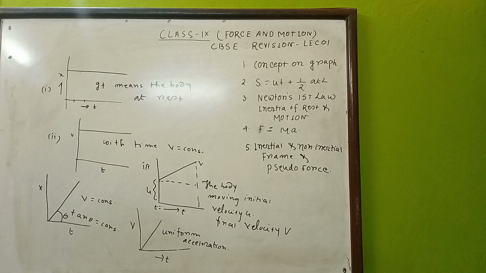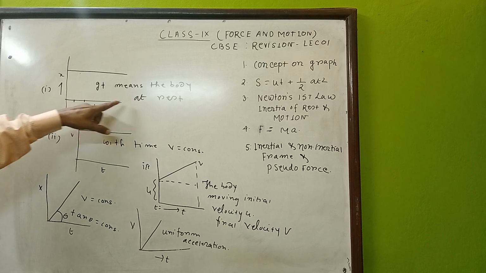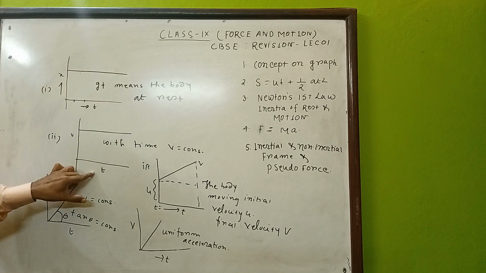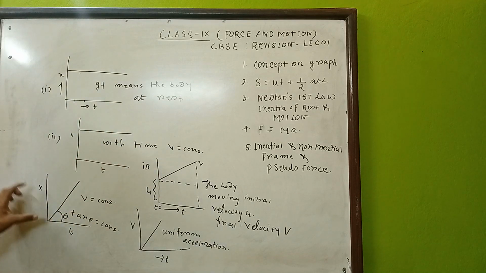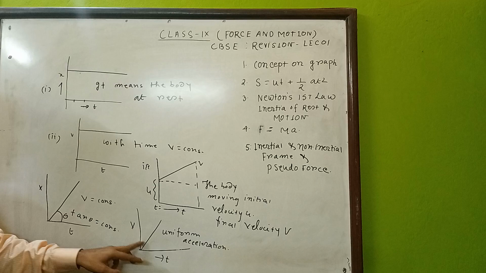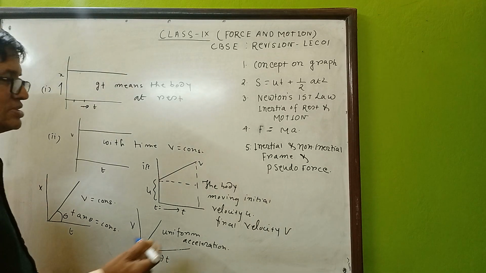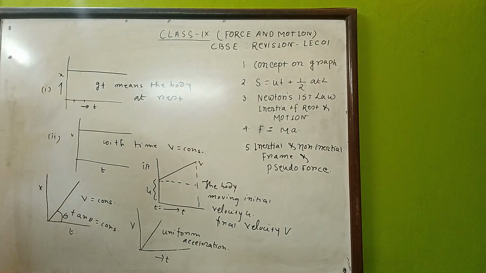So many graphs I am showing you. First, if the displacement is parallel to time, then it is rest. If v is parallel to time, then velocity is constant. If the displacement-time slope is constant, then v is constant. If the v-t slope is constant, then uniform acceleration. But if the slope changes, then this is the general graph.